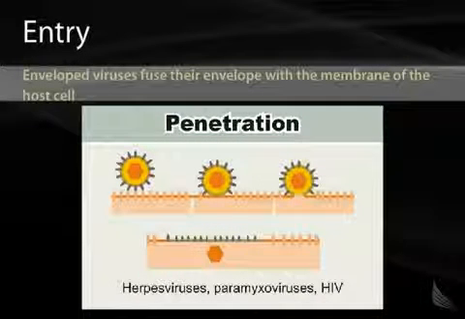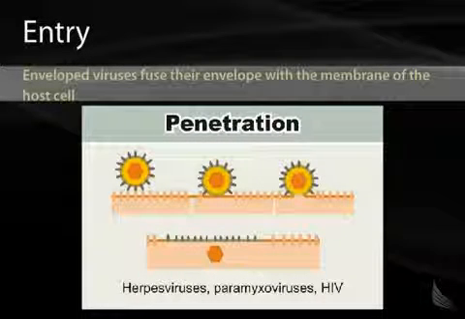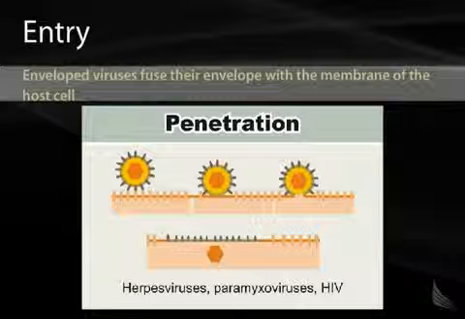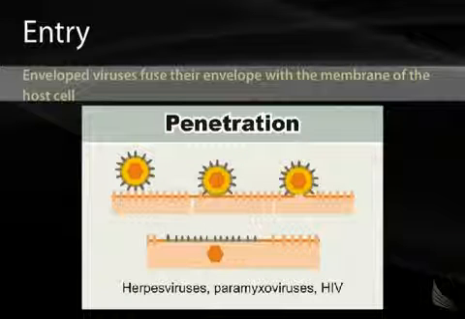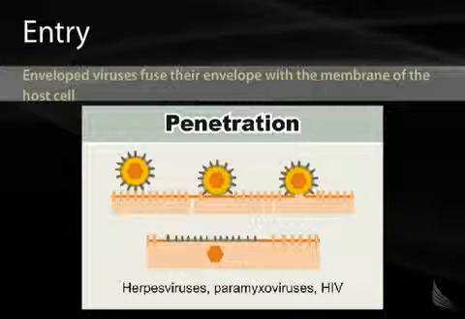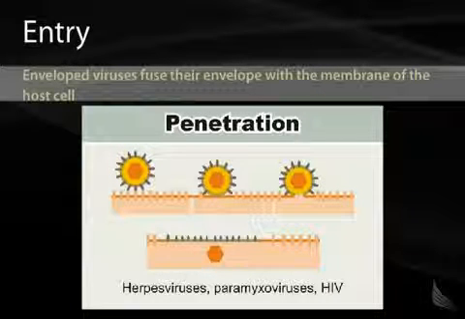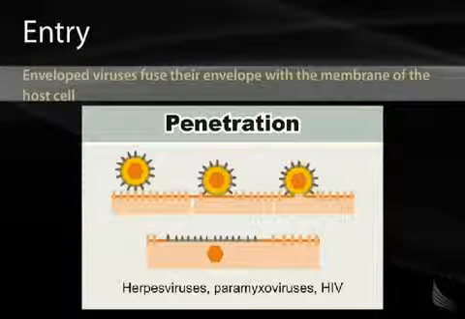Enveloped viruses fuse their envelope with the host cell membrane. So this figure shows penetration. You have the virus, like a DNA herpesvirus or an RNA paramyxovirus. Its envelope receptors bind to the receptors on the host tissue, and then it fuses its membrane with the host membrane, leaving its own viral particles on the surface, whereas the capsid goes inside to do its job.